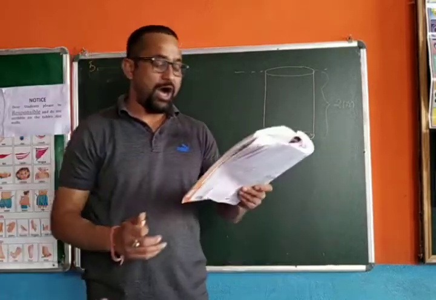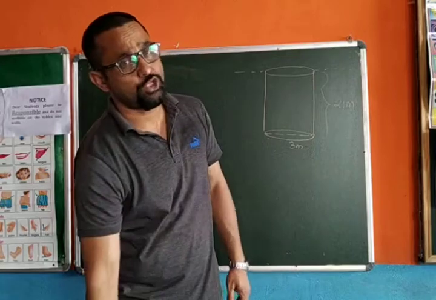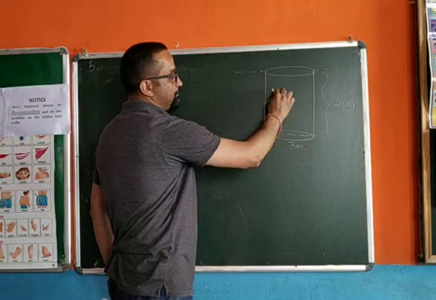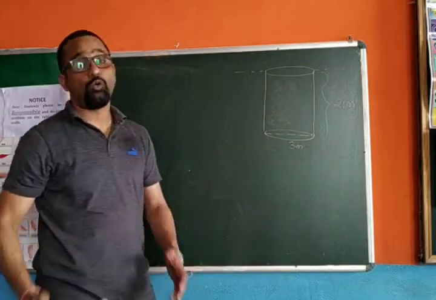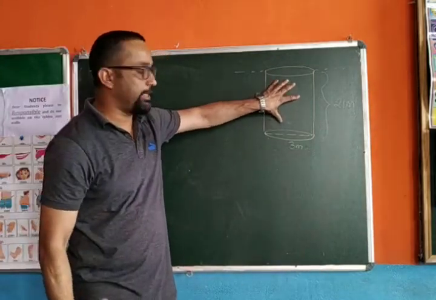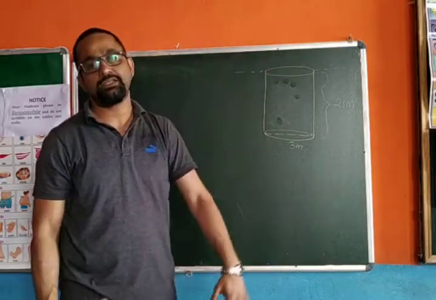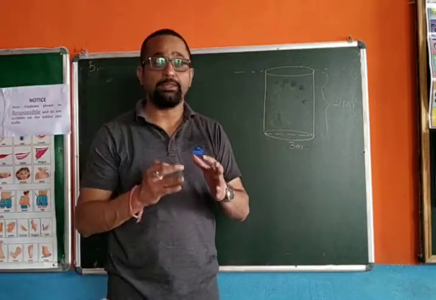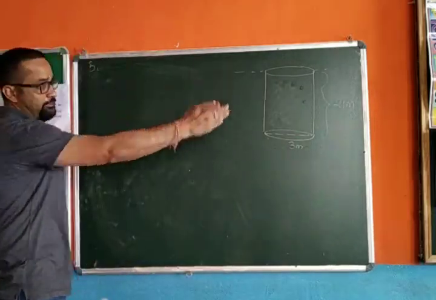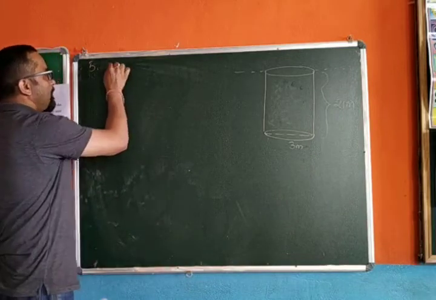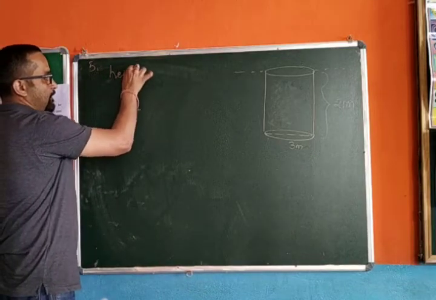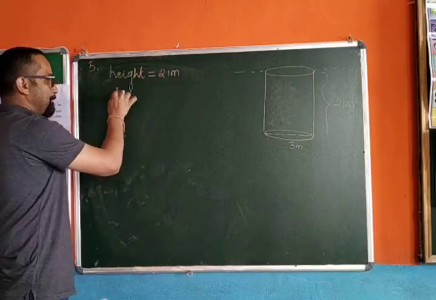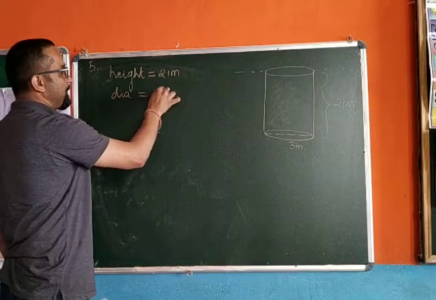The question says how much soil must be dug out. From this cylindrical part, when we dig a well, whatever soil is taken out has to be thrown at the side. So you need to calculate the volume of the well. Write down the given values first. Height is equal to 21 meter. Diameter is given, which is equal to 3 meter.